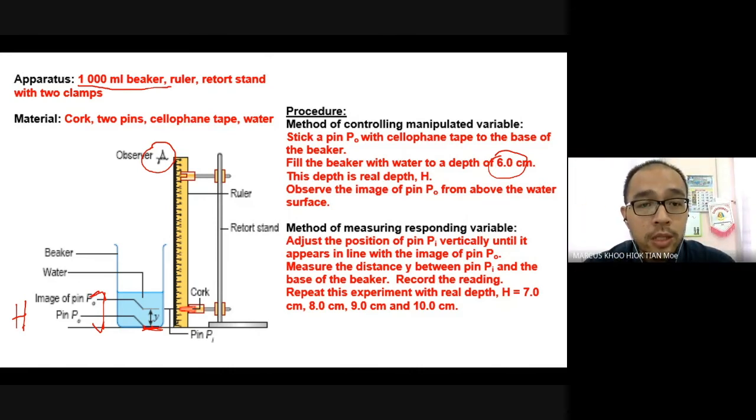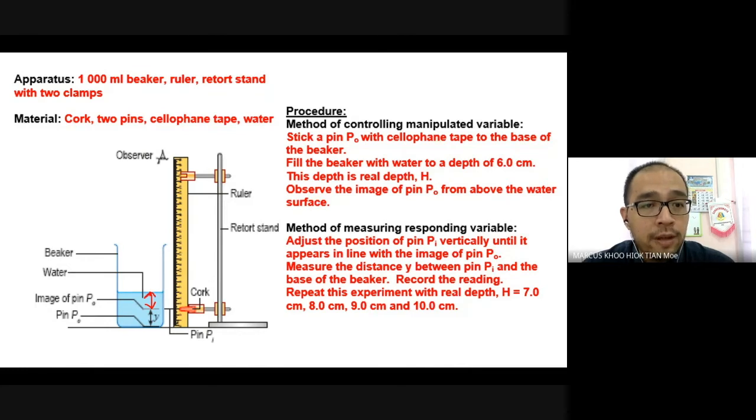Then what you do is you adjust this position, P1. You adjust this pin, meaning you move it either upwards or downwards, until it appears in the same line as P0. Then you measure the distance y between P1 and the base of the beaker. You measure this distance y over here, and then you can calculate the apparent depth.